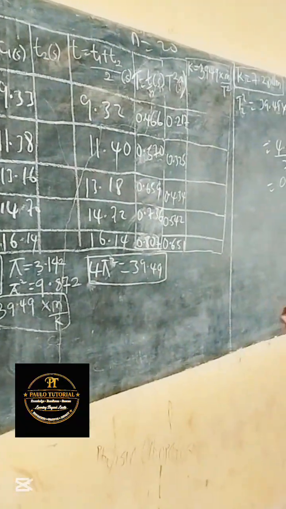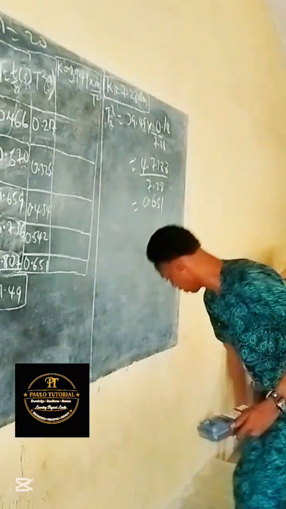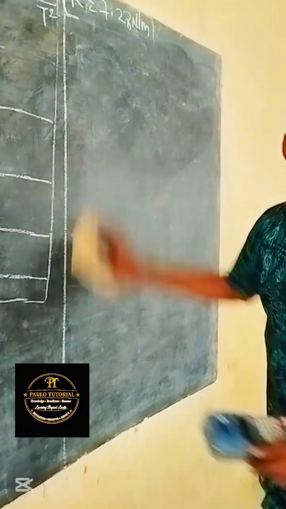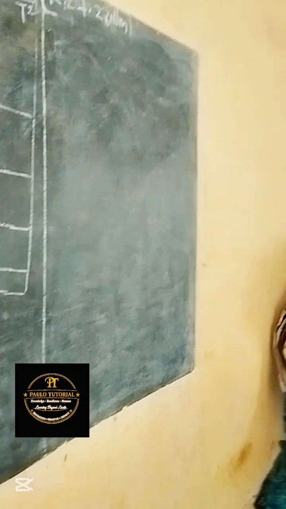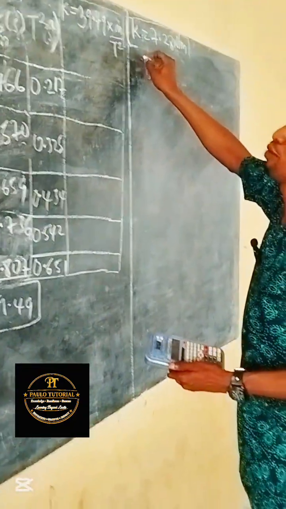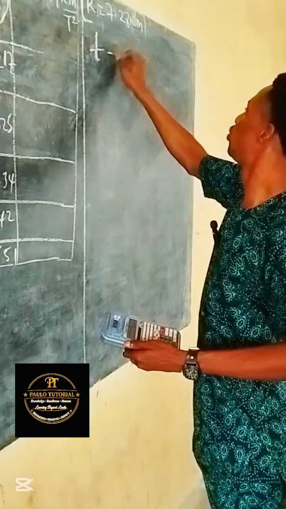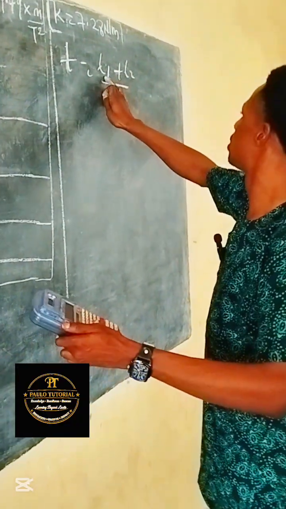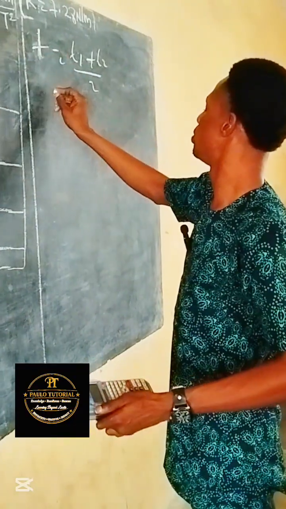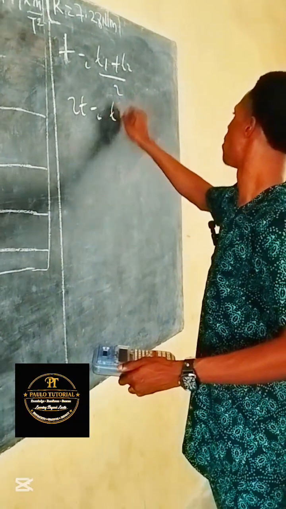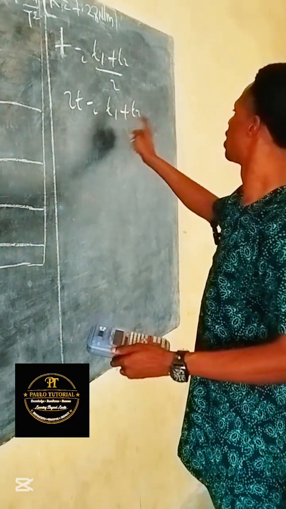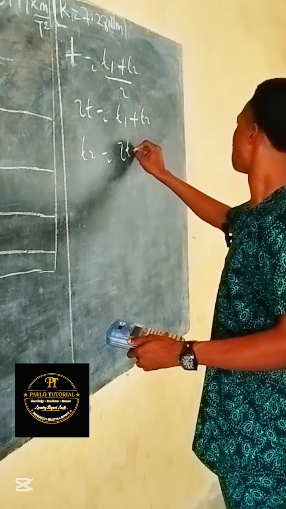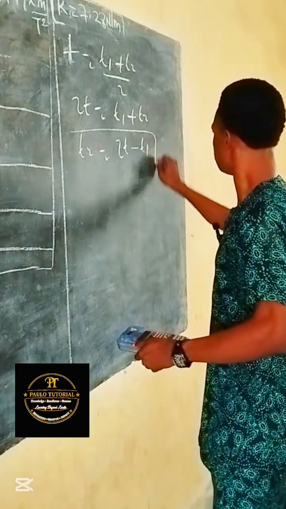Now let me give you the sample. For me to get T2, if you remember, we said that T is equal to T1 plus T2 over 2. Since I know T1 now, 2T equals T1 plus T2. I need to get my T2 now. So T2 is equal to 2 times this one minus T1. This is the formula we're going to be using.